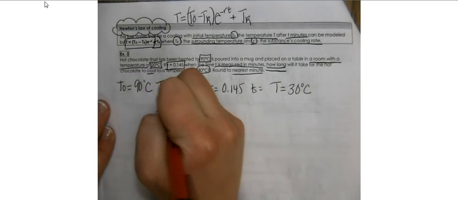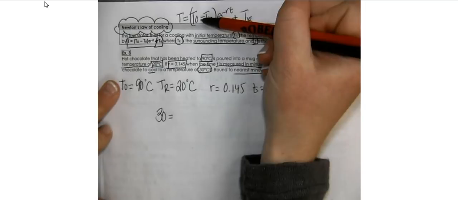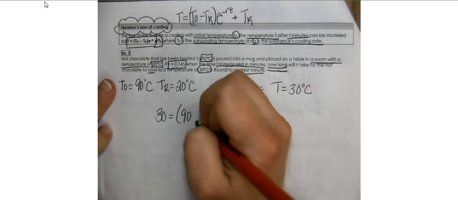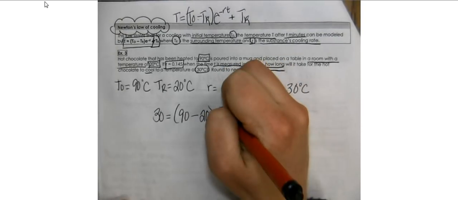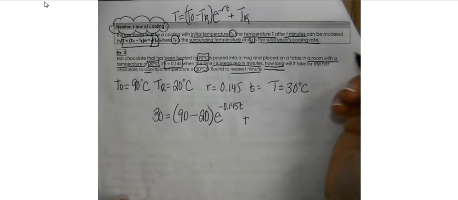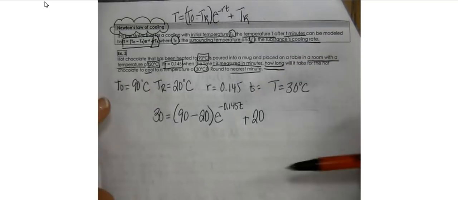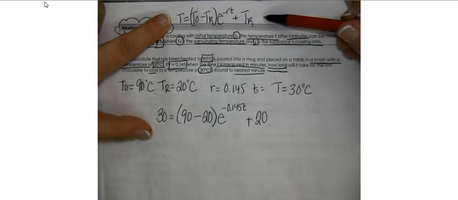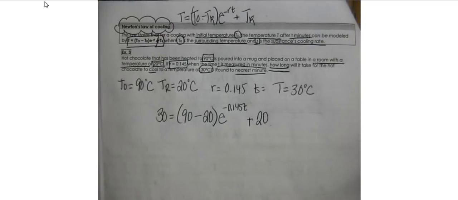Okay, so we want to plug all of these values into our formula. T represents the temperature that the hot chocolate cools to, and that is 30 degrees Celsius. It's going to be equal to our initial temperature, 90 degrees Celsius, minus our room temperature, 20 degrees Celsius, times e to the negative 0.145 times little t power, plus T sub r, our room temperature. All I did was take all of my information and plug it into the formula. You'll need to make sure that you recognize what represents the initial temperature versus room temperature, etc.